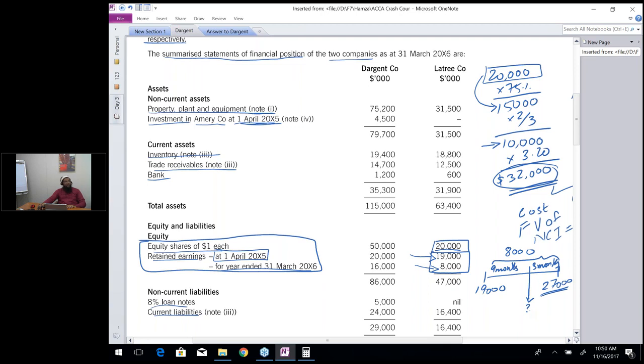Actually, to calculate the retained earnings at the date of acquisition, there are 2 methods. Either add 9 months profit in 19,000 or deduct 3 months profit from 27,000. Both will give you the same answer. Let me calculate both methods for you.